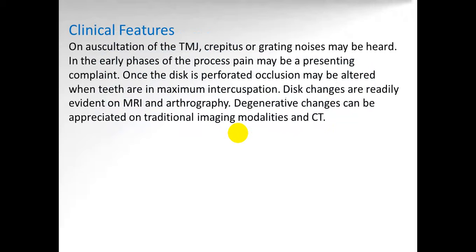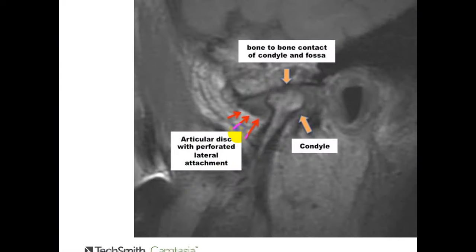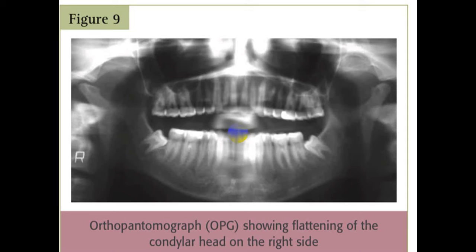The clinical features include, on auscultation of the TMJ, crepitus or grating noises may be heard. In the early phases of the process, pain may be the presenting complaint. As we see here in the pictures, the auscultation process, and here the MRI showing the articular disc with perforated lateral attachment. The OPG showing the flattening of the condylar head.